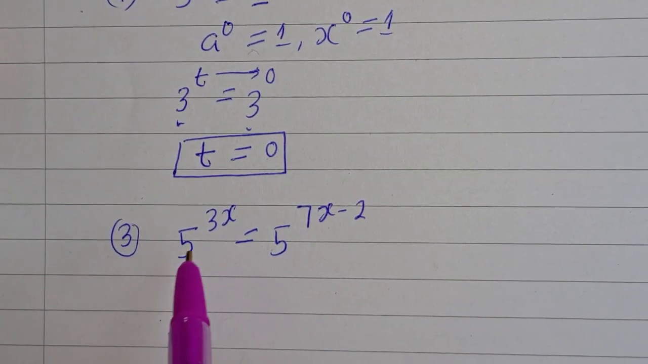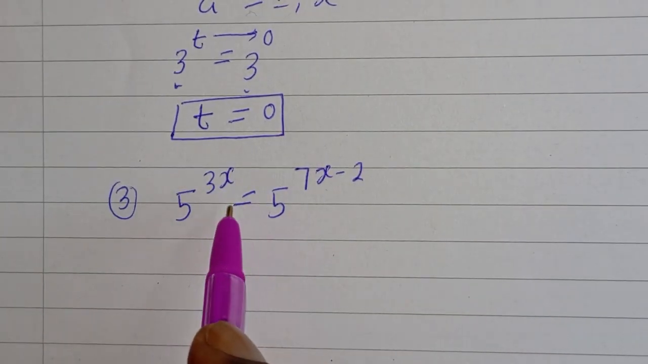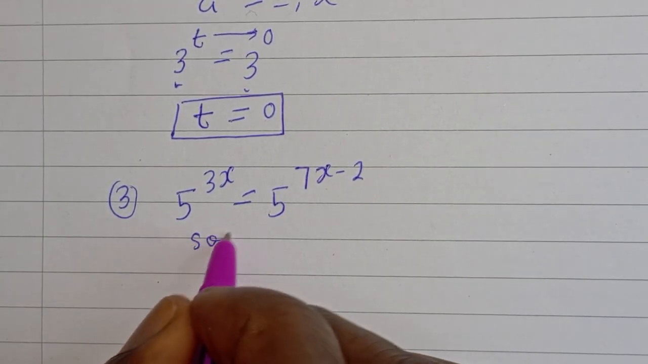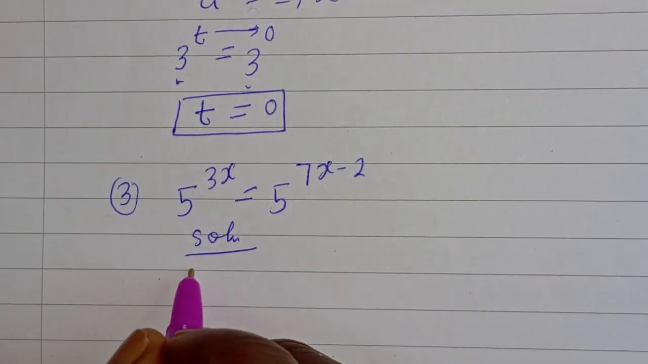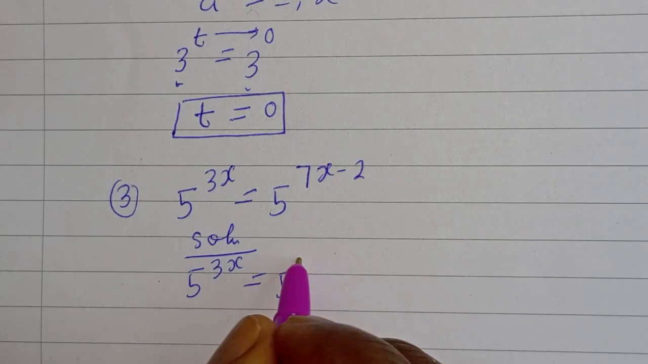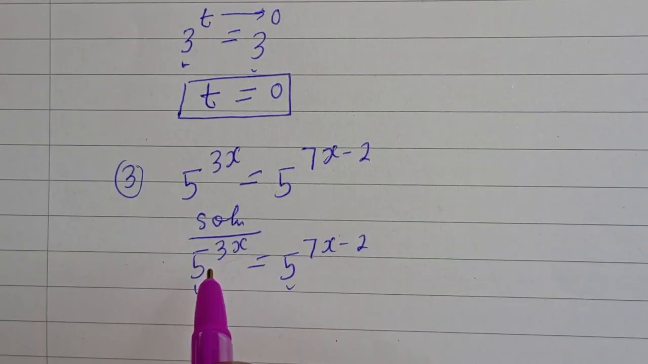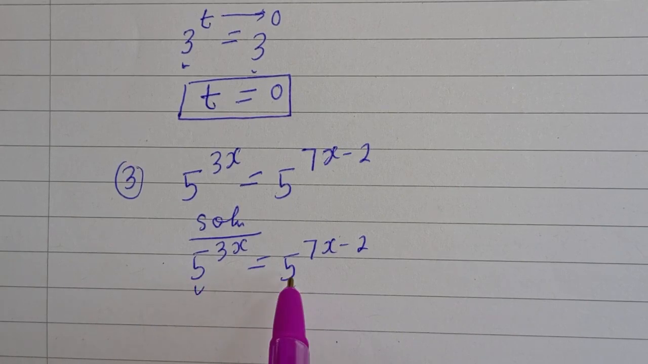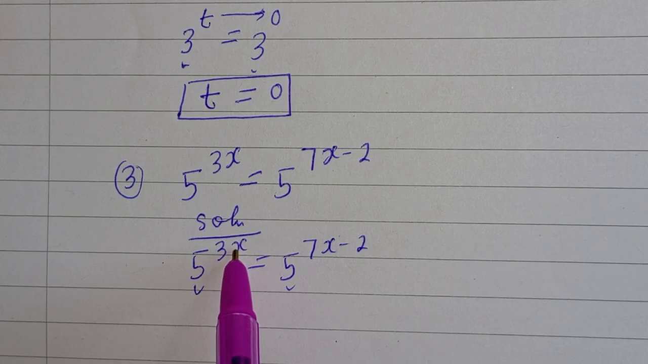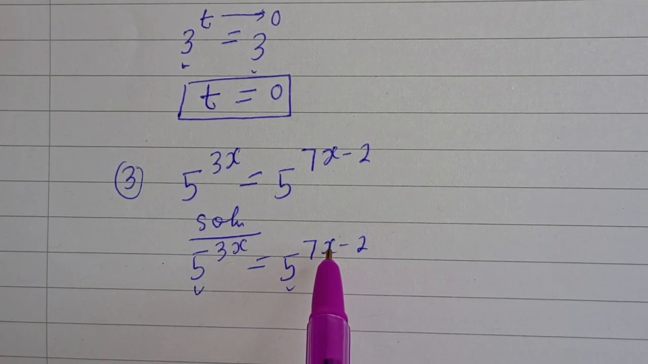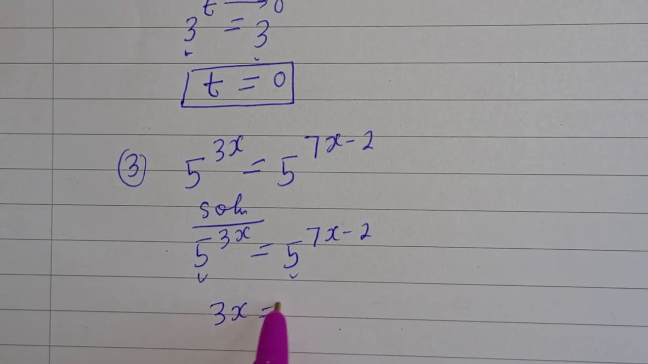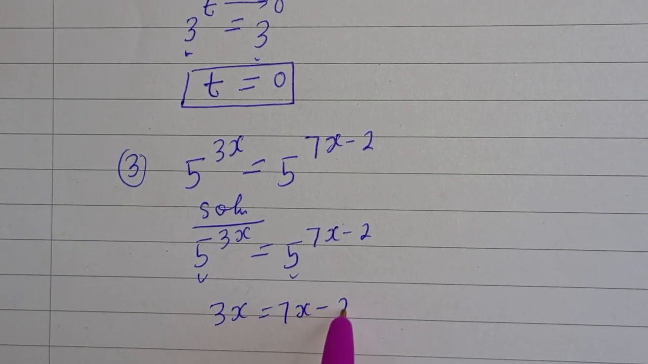Let us solve the third question. The third question is 5 raised to power 3s is equal to 5 raised to power 7s minus 2. Solution. We can see that from the beginning they have the same base 5. And we have to equate the exponent. The exponent is 3s is equal to 7s minus 2.